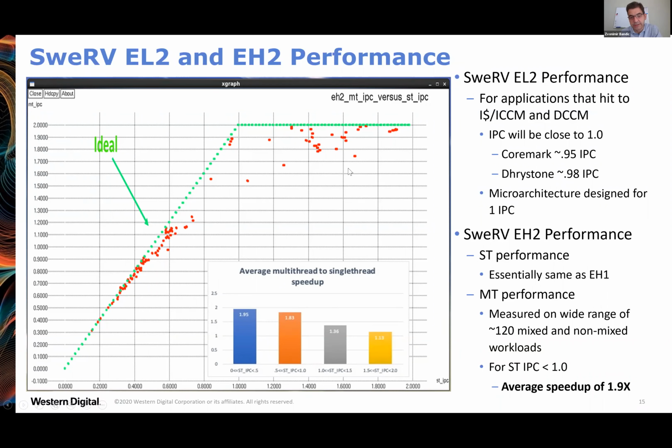Obviously, if you cross into the range between 1 and 2, you cannot expect doubling, but it actually stays for a wide range of workloads. You are getting, as you can see, between 1.6 and 2 average speedup. And that's pretty awesome. And I think we see in storage applications closer to 1.9.